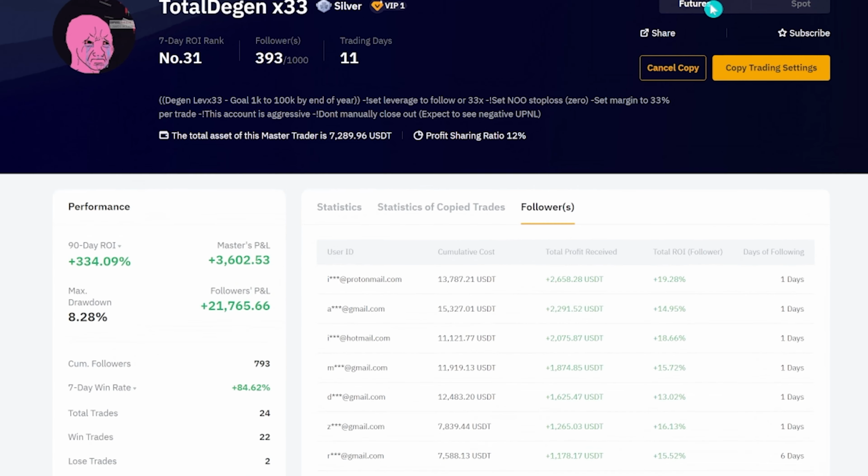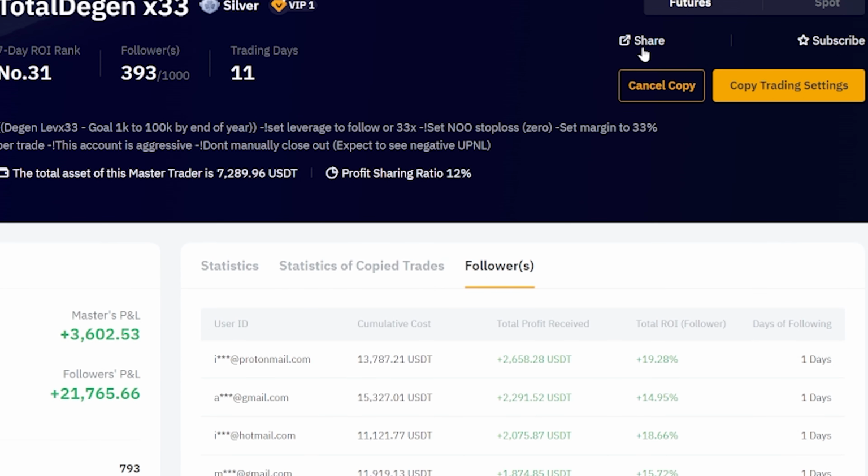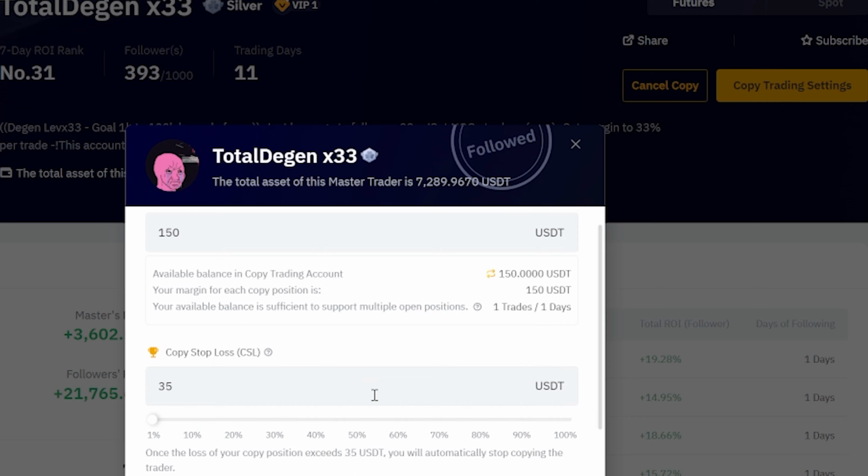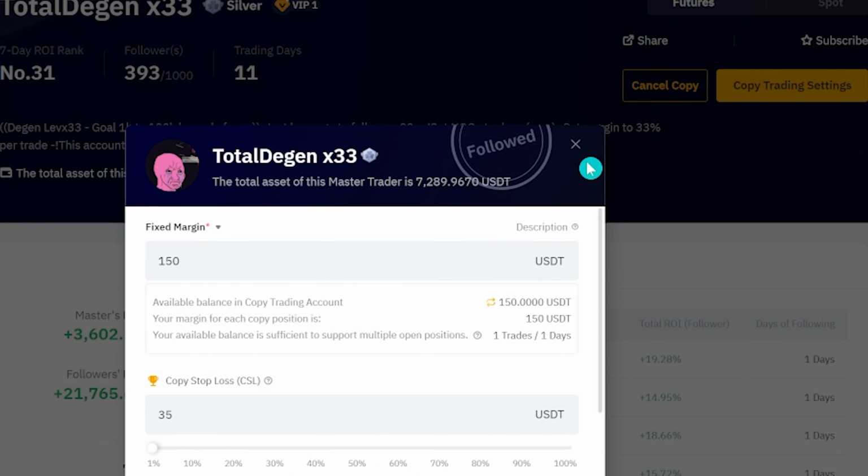You can see now we have our copy trading active here. You can always cancel your copy trading, or you can click here and go to the settings. You can always adjust this and configure the settings.